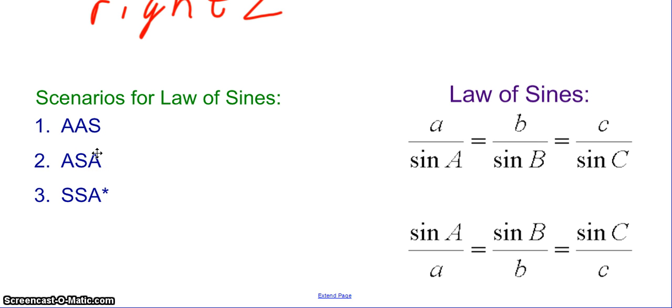The law of sines gives us a ratio, or an equation to represent the ratios between a side and the sine of its corresponding angle. So we know side A over the sine of angle A equals side B over the sine of angle B equals side C over the sine of angle C. We can take the reciprocal of this entire equation, so the sine of angle A over side A equals the sine of angle B over side B equals the sine of angle C over side C.